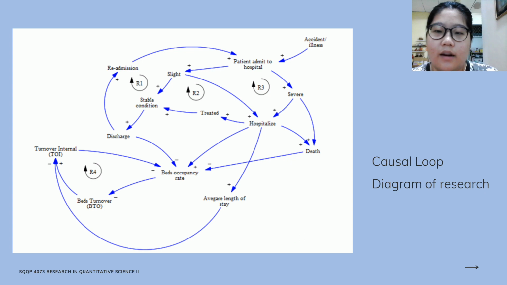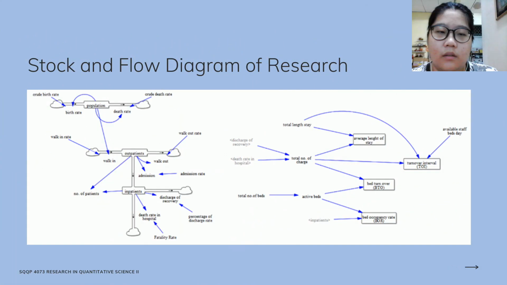This diagram is our causal loop diagram for our research. The next one is the stock flow diagram of our research.